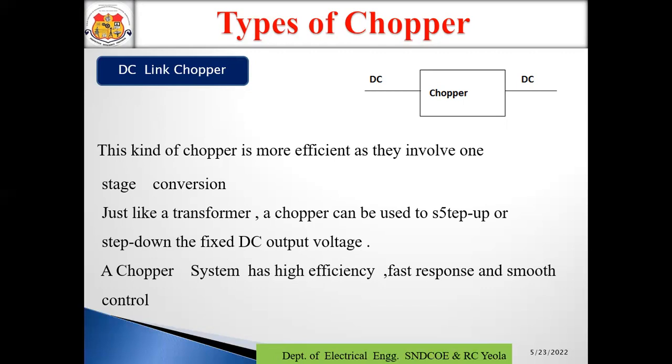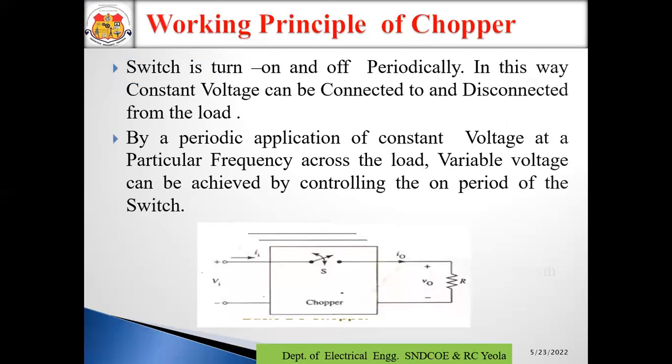In that block diagram, you can see this is the block diagram for the chopper. In this block diagram, it converts DC to DC. That means there is one stage conversion in the chopper. Okay, so these are the types of the chopper.